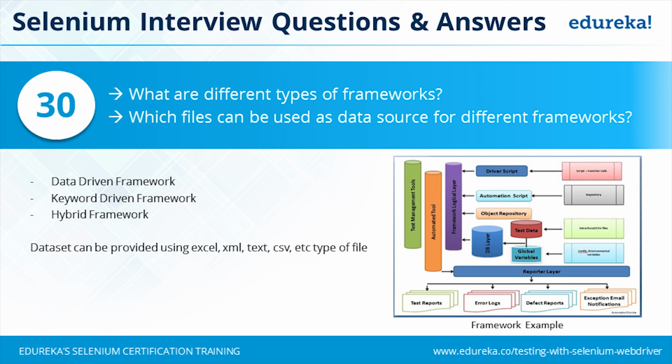Then you have the automation script. Whatever language, whatever tool you use, your automation script is basically a test case, a functional flow of your application. So it requires multiple things for each of the automation tests to get executed. It requires a repository, it requires some kind of data, it requires variables. So all of them are communicated to the automation script via the framework logical layer.